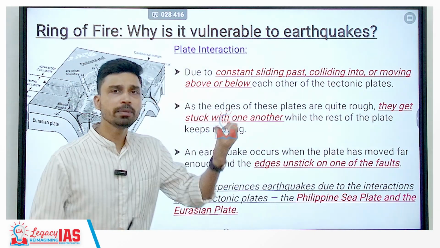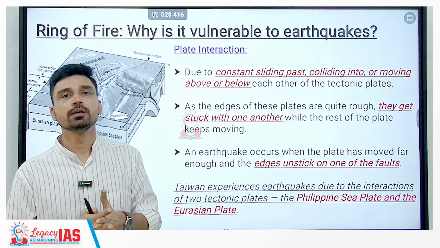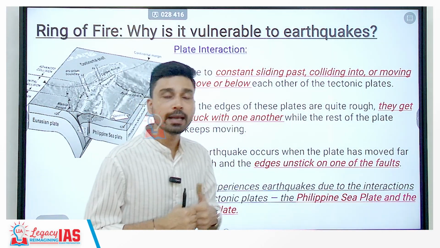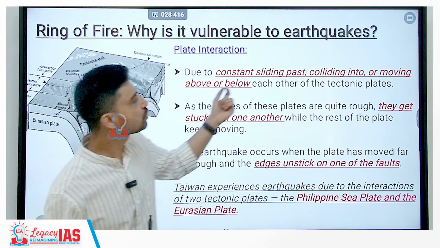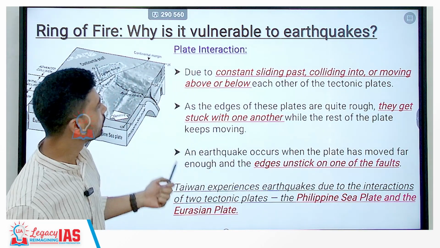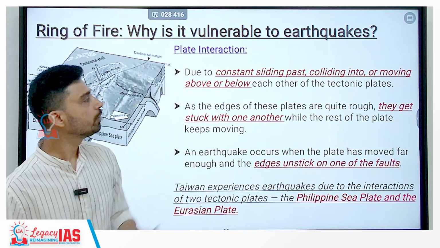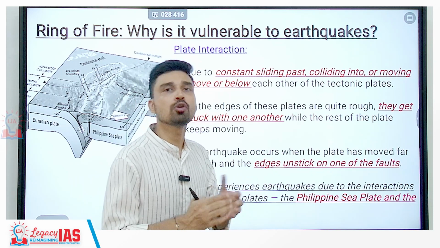and all these plates are relatively moving with each other, and thus when two plates interact with each other, they can collide, and after collision generally the heavier or denser plate begins to subduct below the lighter plate, and that exactly happens around Taiwan. Due to constant sliding past, colliding into or moving above or below each other, tectonic plates generate a lot of disturbances in the rock system.